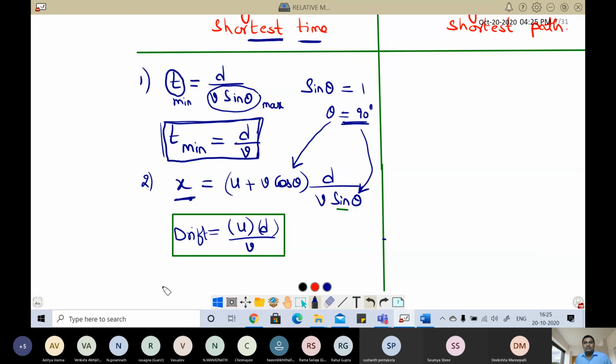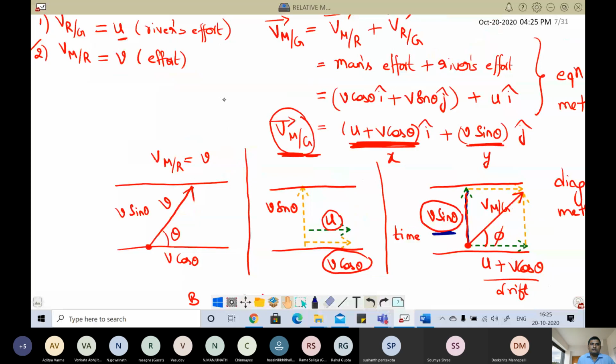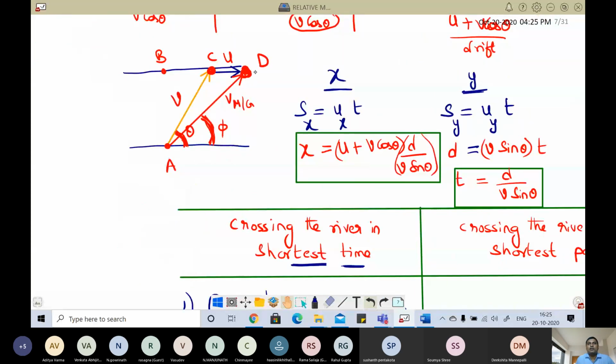Okay, so let us see. Minimum time here is equal to d by v, and drift is equal to u into d by v. Please remember. Now with what velocity he will reach, that also sometimes they ask. What is the final velocity he will reach? Finally he will reach point D.